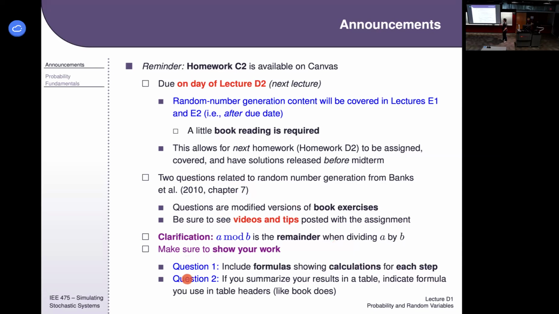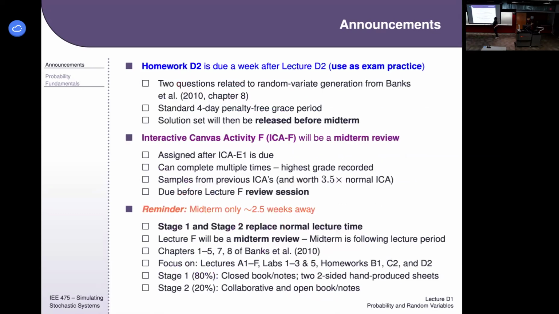Then in question 2, when you do that test to see the type of randomness that comes out of those numbers, if you summarize your results in a table, make sure you indicate the formulas, like this row's formula is this, this row's formula is this, and so on. That's actually very similar to what the book does. So follow the book's example, where you don't necessarily have to show me every single calculation for every single cell, but you tell me this row's formula, this row's formula, so I know how you generated those cells before you do the stats. So that's homework C2.